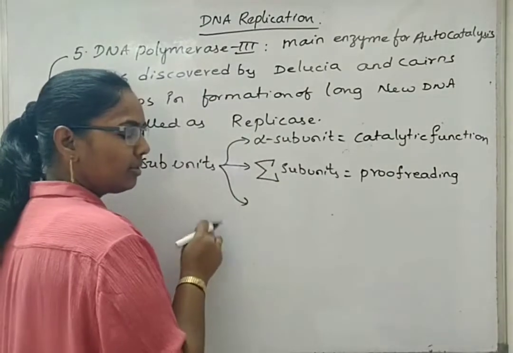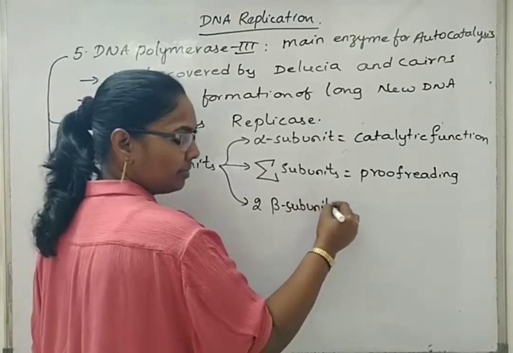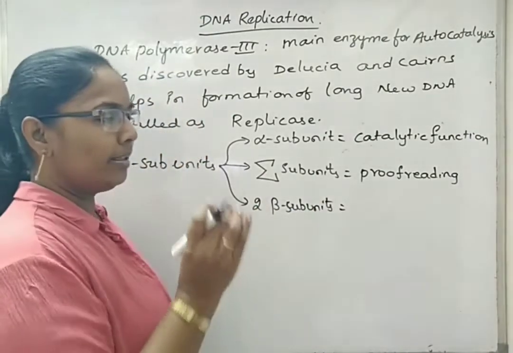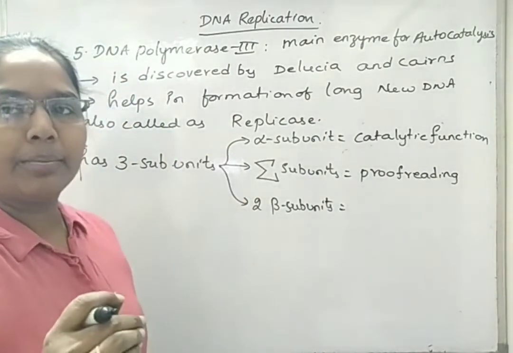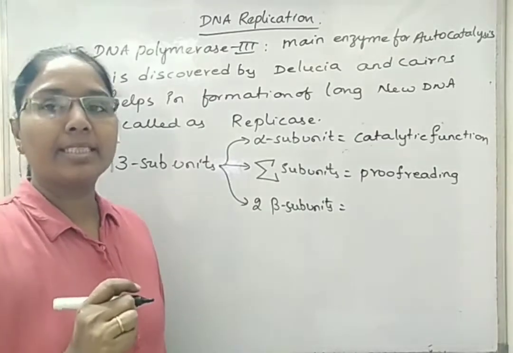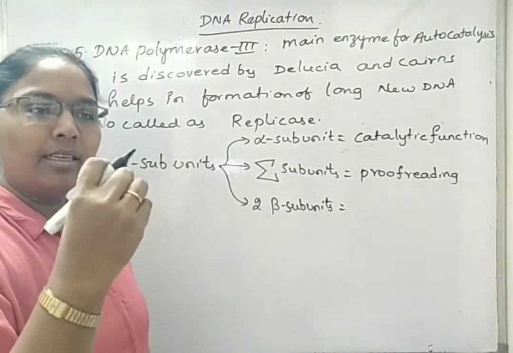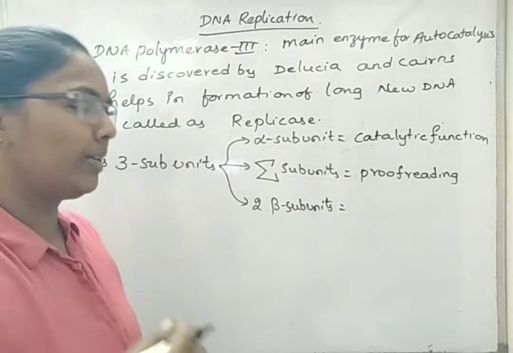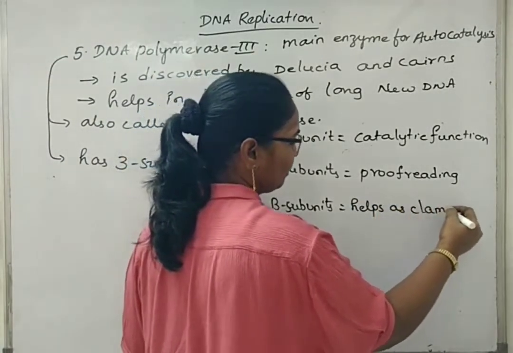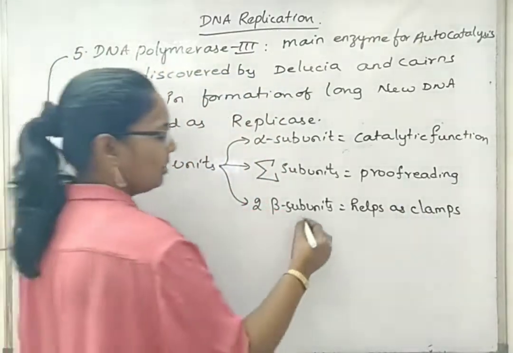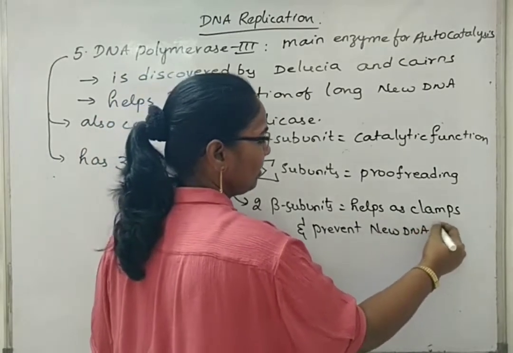Next, there are 2 more subunits called as beta subunits. They help in hanging, means the 2 DNA strands are formed complementary, because in case of DNA replication, the 2 strands are behaving as template strands. So, when new DNA is formed, this helps in the hanging of the new DNA strand to the older one. So, this helps as clamps and prevent new DNA from sliding off.